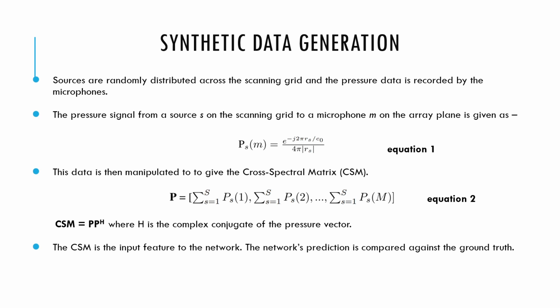The cross-spectral matrix is defined as the pressure vector times its complex conjugate and is used as an input to the CNN. The network's prediction is compared against the ground truth, which contains the actual source location data from which the cross-spectral matrix has been derived.